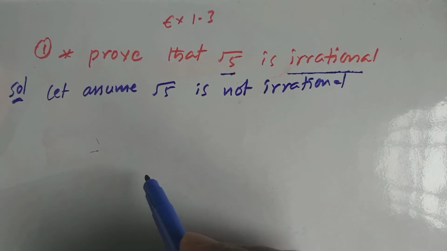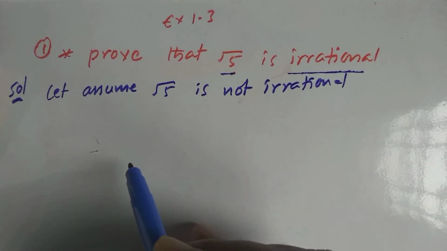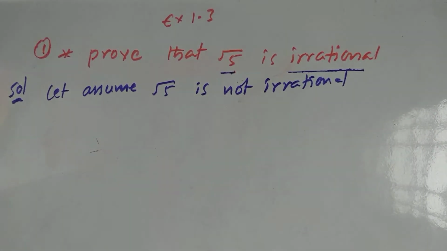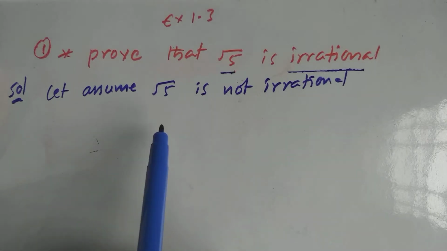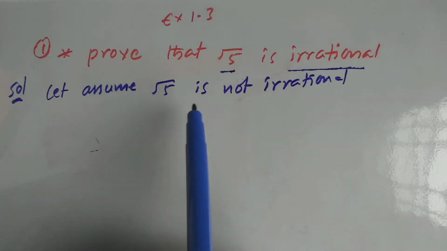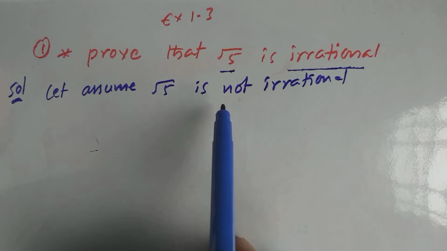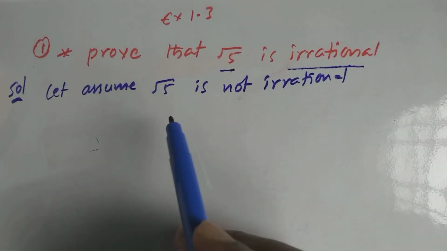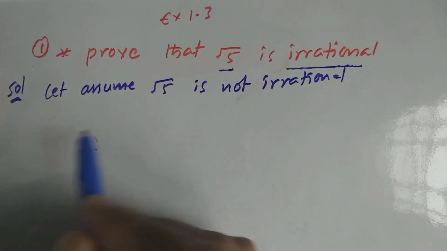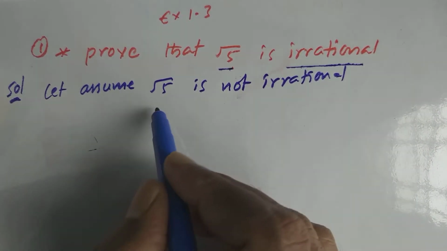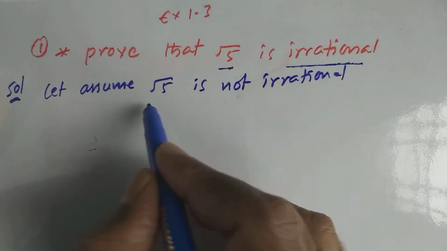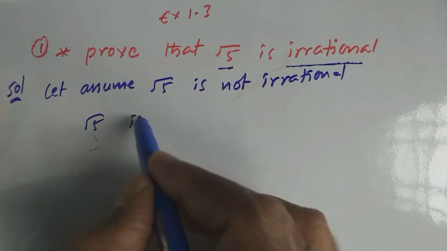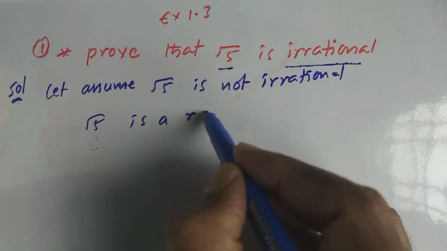I give one example. In a classroom, if I select a student and the student is not a boy, no doubt the student is a girl. Like that in numbers also, if the number is not irrational, it is rational. If it is not rational, it is irrational. Rational and irrational are opposite sets, opposite numbers. So you remember like that. If root 5 is not irrational, root 5 is rational.